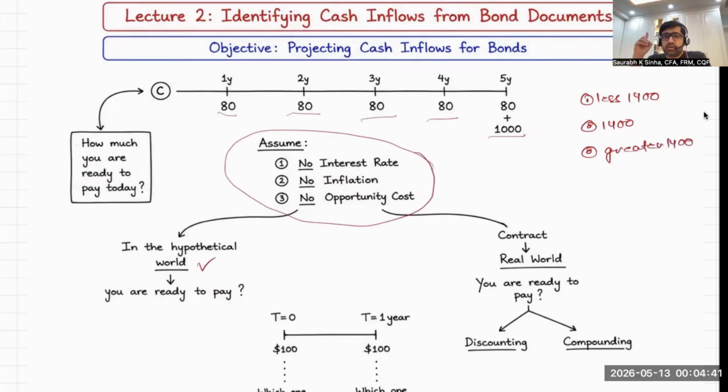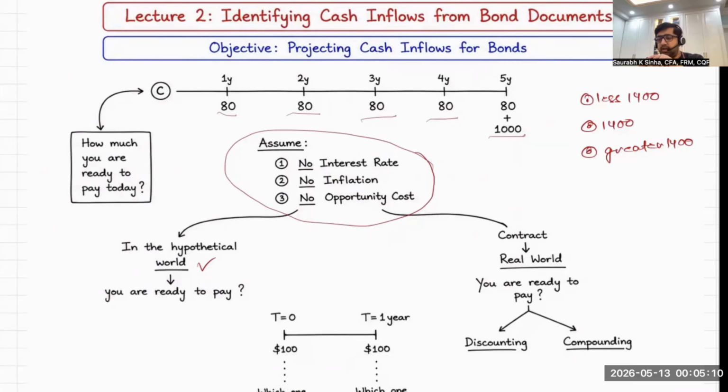I'm repeating the question. No interest rate, no inflation, no opportunity cost. How much are you ready to pay? Three answered less than 1400. Others, please be fast. Anyone other than less than 1400?